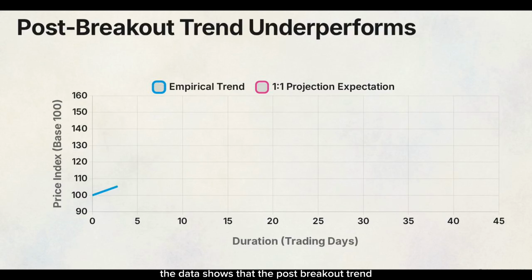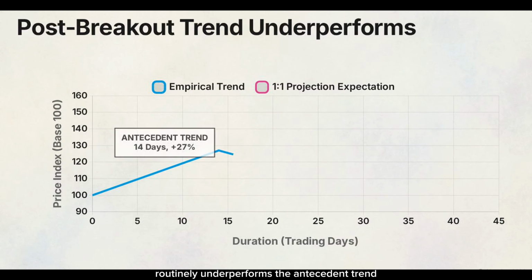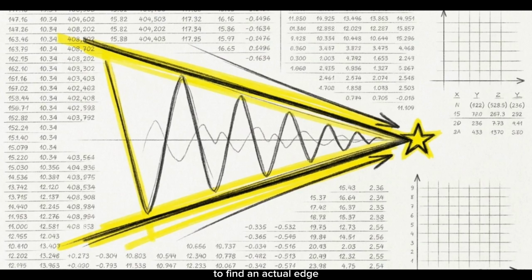The data shows that the post-breakout trend routinely underperforms the antecedent trend. Upward breakouts actually take about a week longer to resolve, and they do not climb as far as the initial move. To find an actual edge, we have to look past the top-line shape.